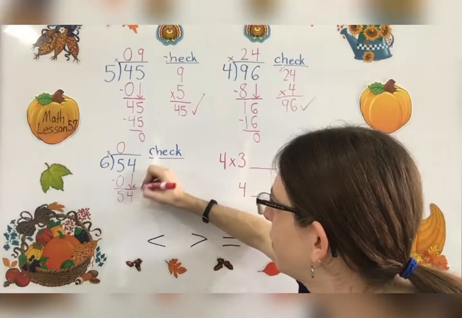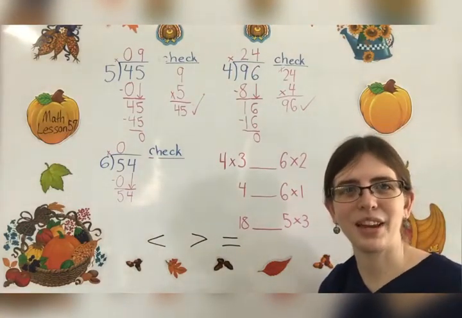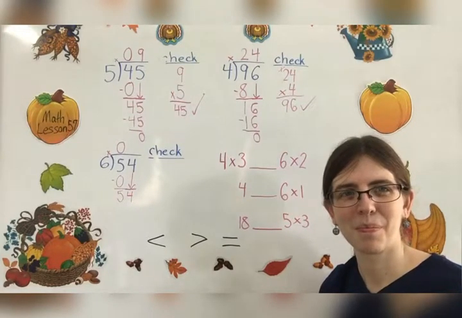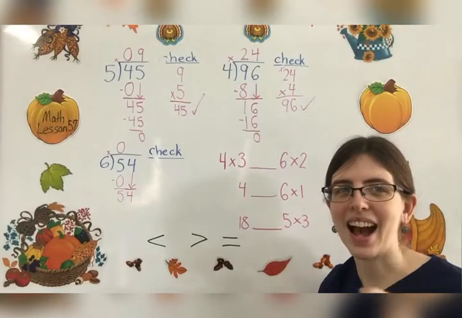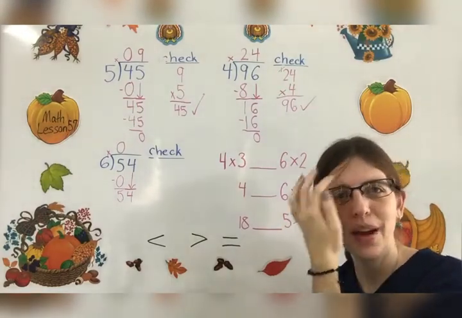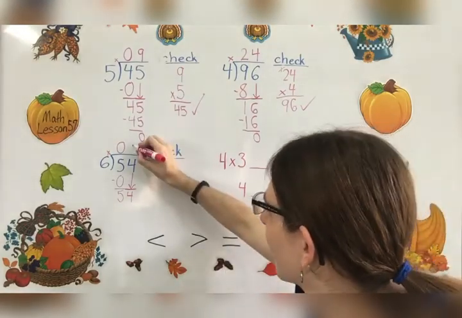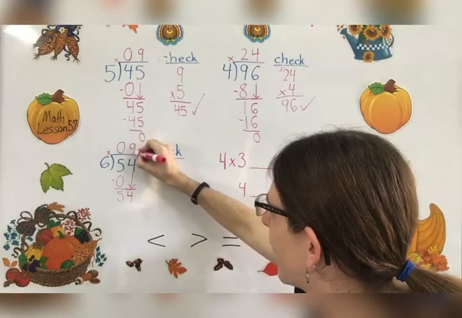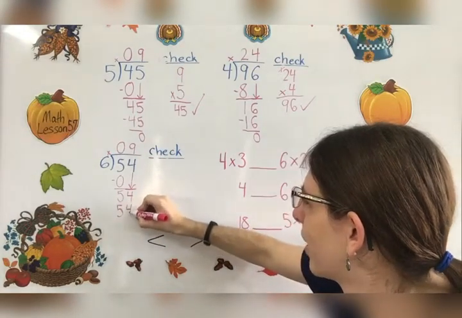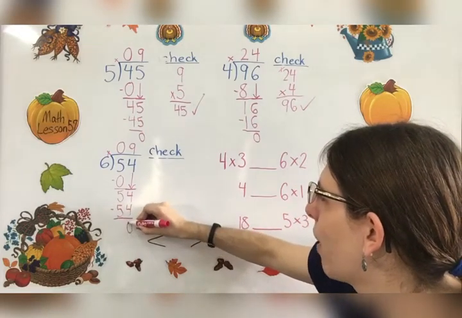And I have 54 divided by 6. How many groups of 6 are in 54? 9. That may have been a challenging one because the 6s are a little bit new, but there are 9 6s in 54. 9 times 6 is 54 exactly. 54 minus 54 is 0.